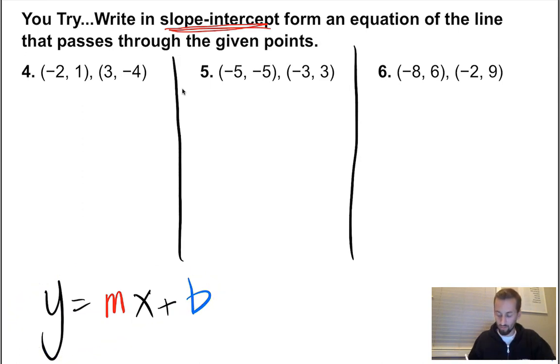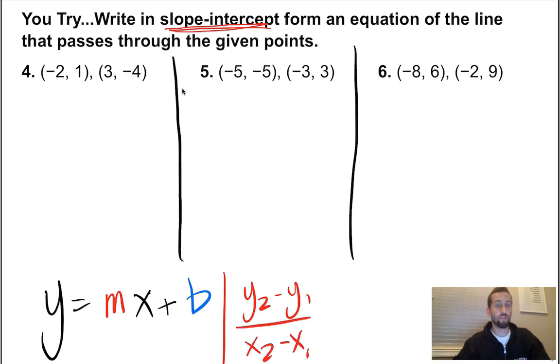And so what we're going to do is calculate the slope by using our formula for slope, y2 minus y1 over x2 minus x1. So notice the slope is not the problem. We could actually do that. The intercept is the problem. We'll take a look at that, and what do we do? How do we figure that out?